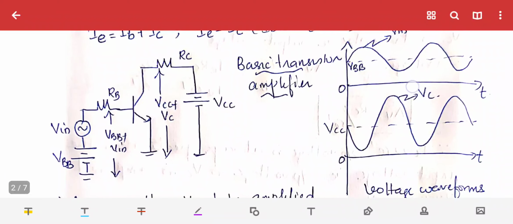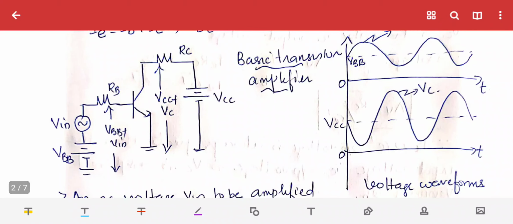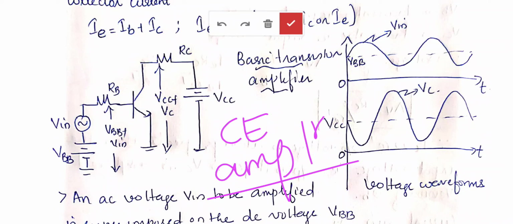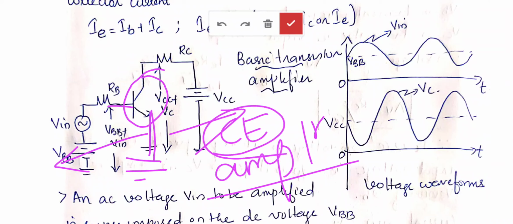So this circuit is a simple amplifier circuit, a common emitter amplifier circuit, a basic transistor amplifier circuit. So you can see an NPN transistor here. Its base, emitter is common. Emitter is common at the input and at the output. So it is a common emitter amplifier.